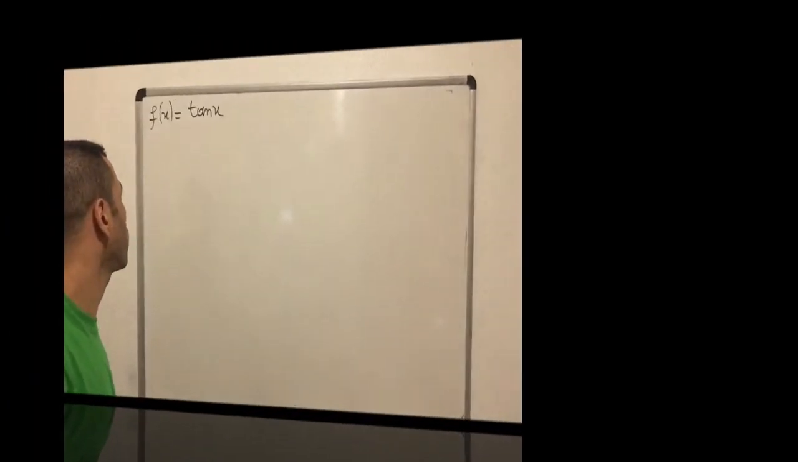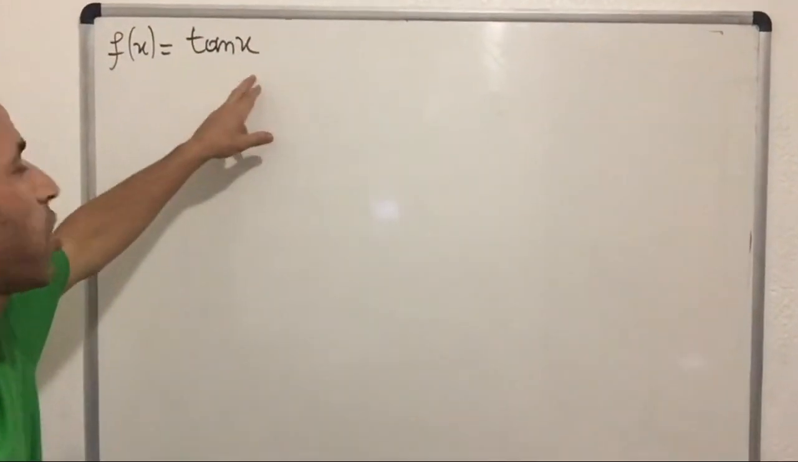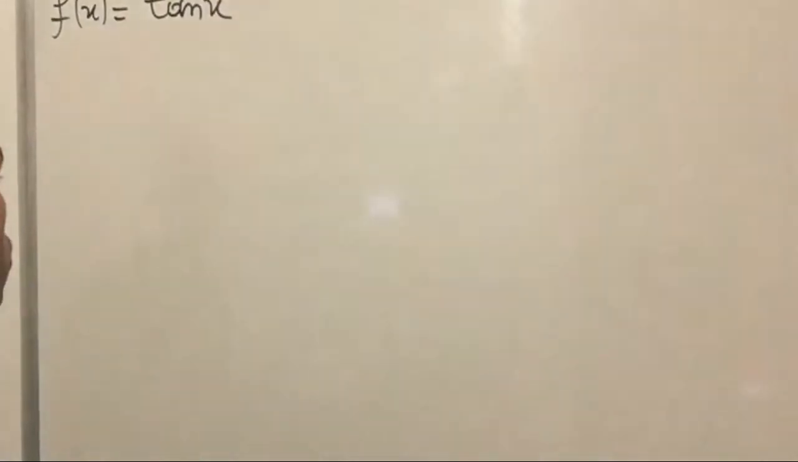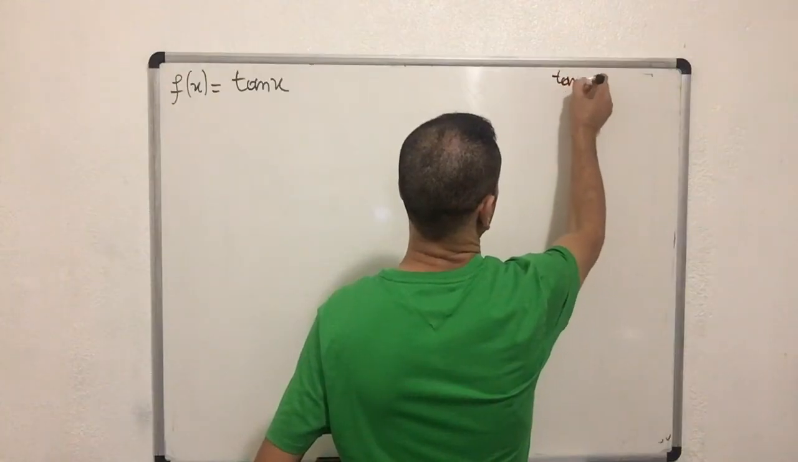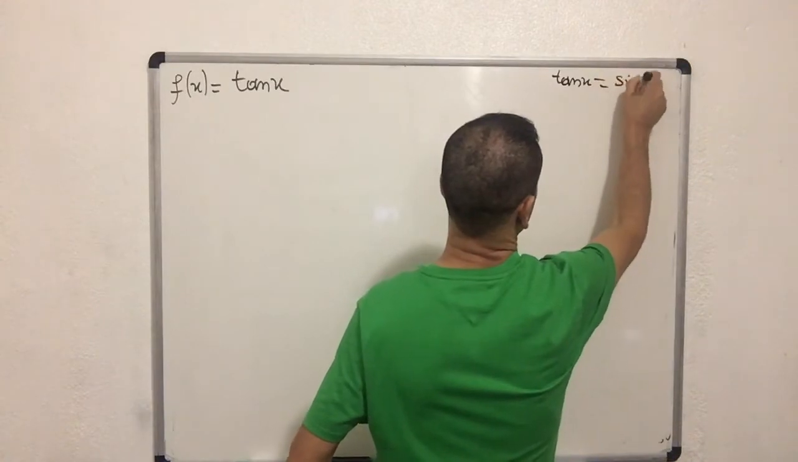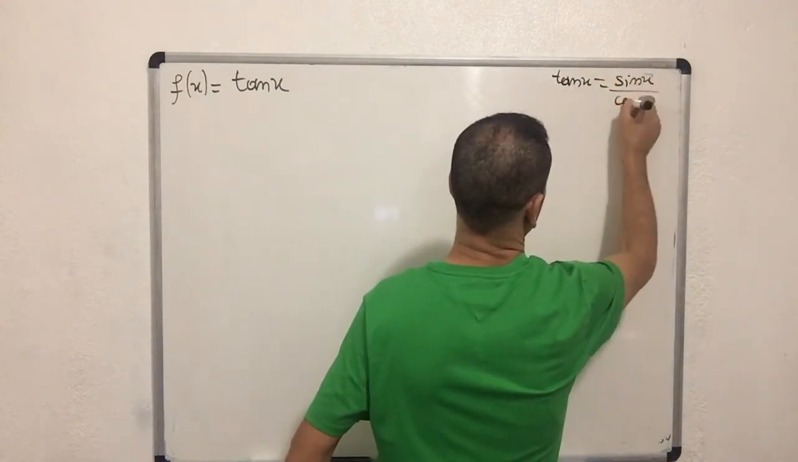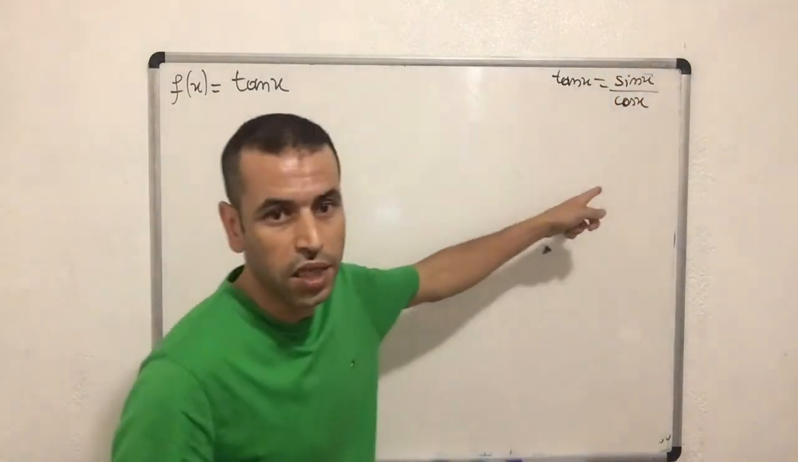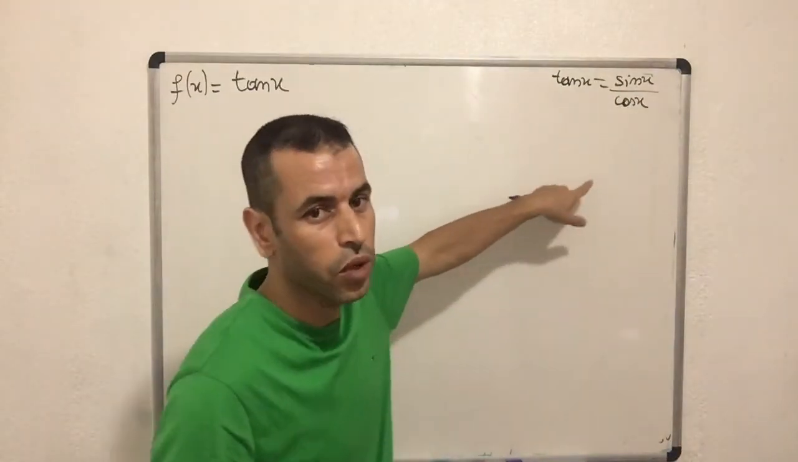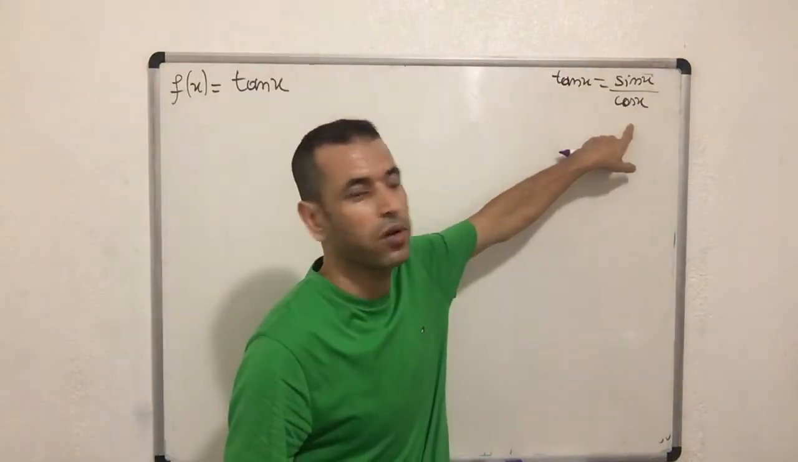Hi, in this video I'm going to analyze this function graphically. This is the tangent x function, equal to sine x over cosine x. Cosine x has to be different than 0, okay? We cannot put the 0 in the denominator.